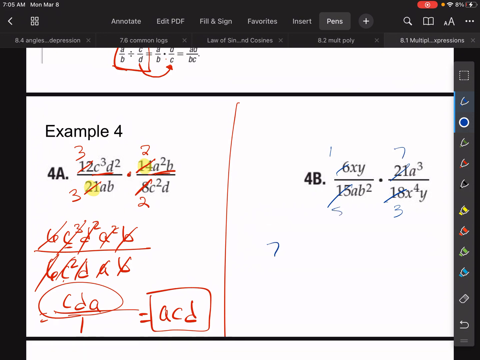1 times 7 is 7. And then I'll put it in alphabetical order. So a to the third x, y. And then on the bottom I have 5 times 3, which is 15. And then I have a, b squared, x to the fourth, y. Okay, nothing's in common with 7 and 15, so those are going to remain.